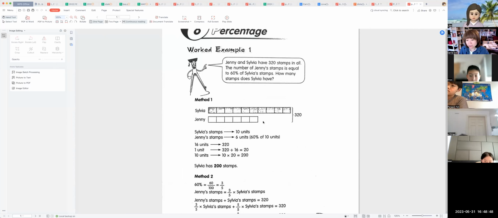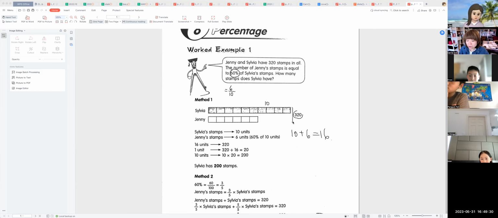So Sylvia is having how many stamps? We don't know, right? But we know that Jenny's stamps is 60% of Sylvia's stamps. So everybody, if you're not very comfortable seeing the percentage, we can always change it to what? Fraction. It is equal to 6/10, correct, Enzo? Okay, so that means if Sylvia has 10 blocks, Jenny will exactly have 6 blocks. So we don't know how many stamps each block represents, but we know Sylvia's and Jenny's blocks together is altogether 10 plus 6 equals 16 blocks, right?